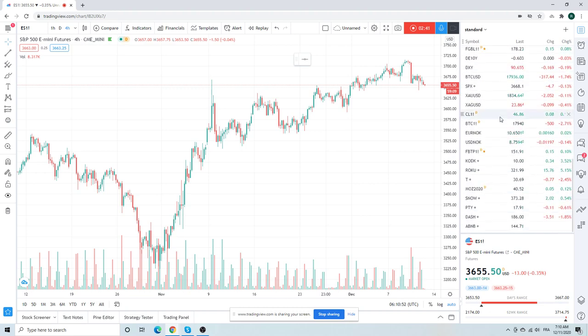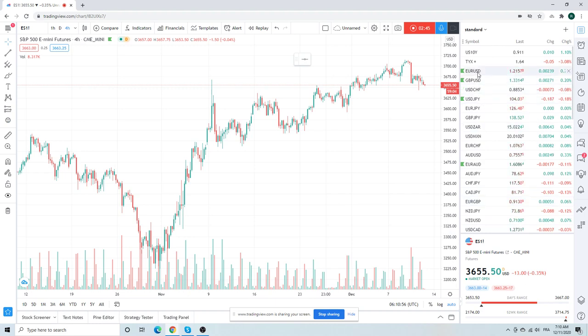Where did Airbnb close? 144. My God, Airbnb. Fuck me with a coconut. Jesus. Let's look at dollar yen.